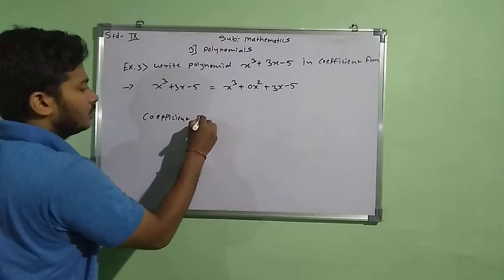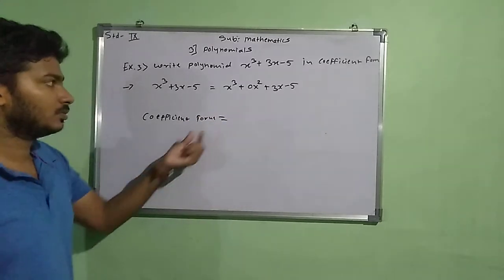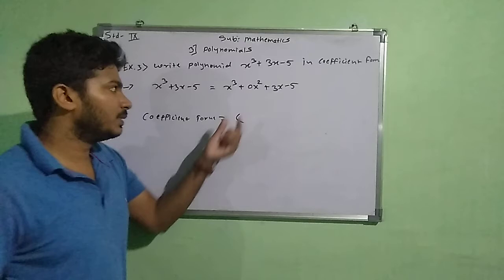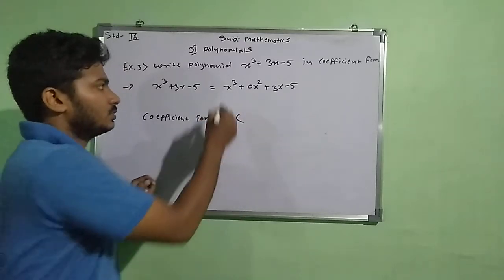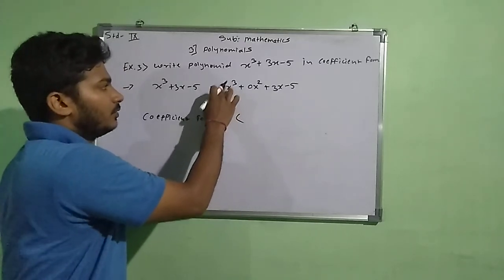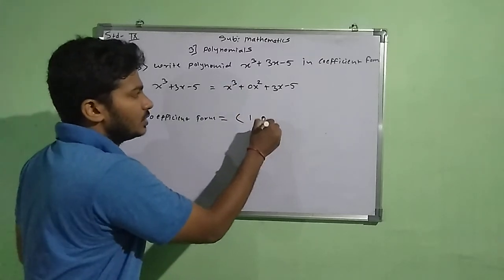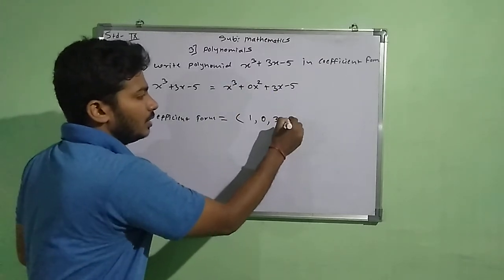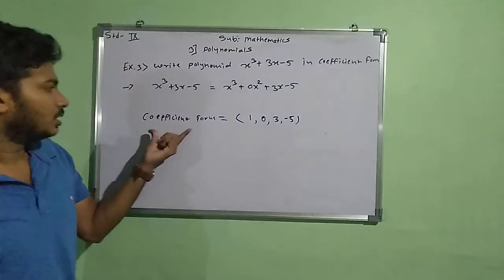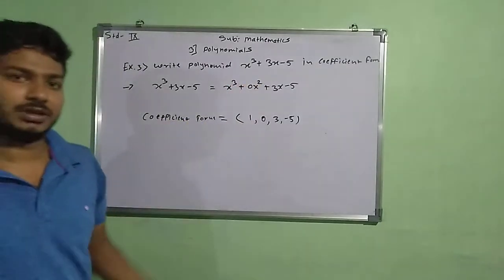Coefficient form will be equal to whatever the coefficient of each variable is, that we have to write. So the coefficient of x cube is 1. Here we have 0, 3 and minus 5. So this is the coefficient form of our given polynomial.